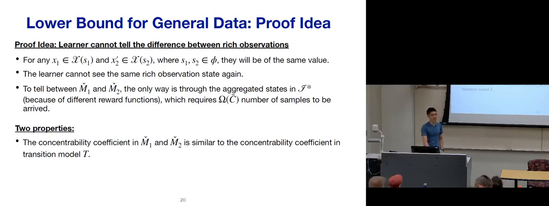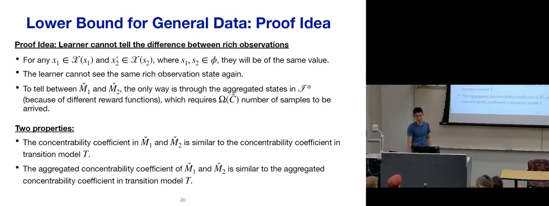The next thing is, after what we've done so far, this doesn't hurt the considerability coefficient or aggregated considerability coefficient. You can show the considerability coefficient and the aggregated considerability coefficient are the same as the previous MDP M. So basically, after these steps, this finished the proofs. Any questions so far?